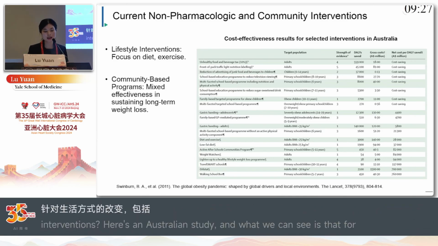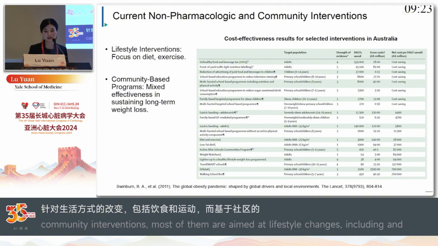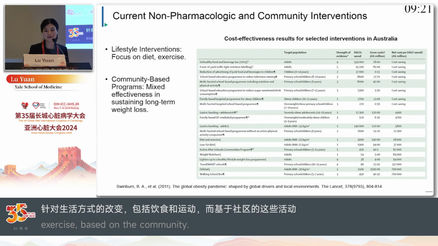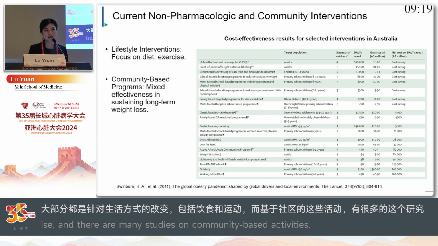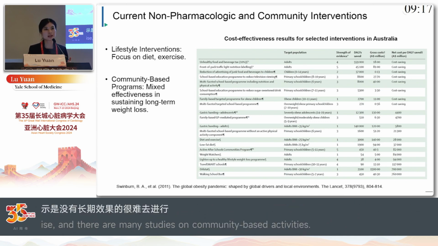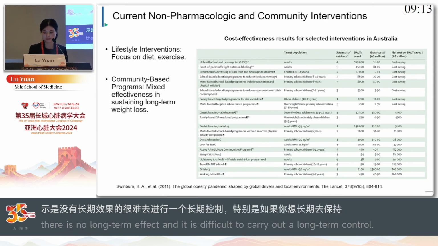Community-based programs actually show mixed effectiveness in sustained long-term weight loss. It's not very effective in reducing weight, and especially in the long term, if you want to maintain those reductions over time, that has been difficult.